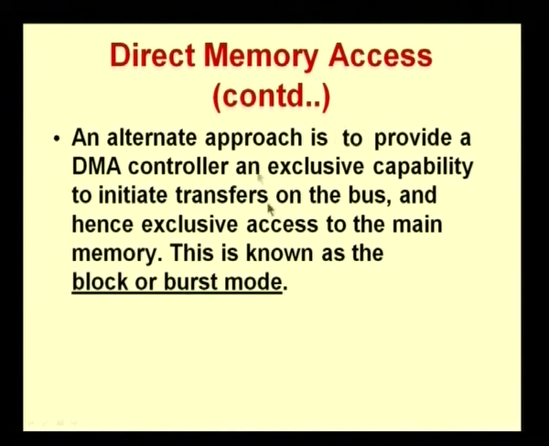So, here the DMA controller is given an exclusive access to the bus, exclusive capability to completely initiate transfers on the bus. What we are talking about here is that it is not just that the processor is in control of the bus and then the DMA controller takes access to it, but that both processor and DMA can have equal share of the bus, and whoever wants to become the master of the bus, who wants to take control of the bus, can take control of the bus and do the data transfer. So, we will take a short break now and then come back and look at how the burst mode of data transfer takes place.